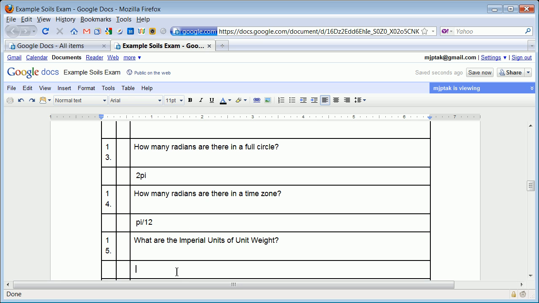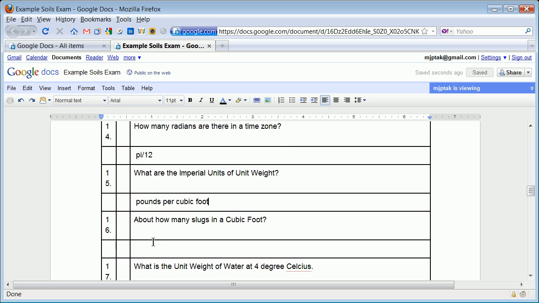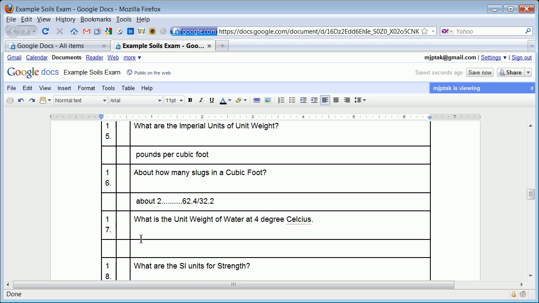What are the imperial units of unit weight? It's weight. What is the weight of 1 unit? But you have to put the units of the volume in there, so it is pounds per cubic foot. You would get that knowing 62.4 pounds per cubic foot. How many slugs in a cubic foot? About 2. Exactly, it's 62.4 divided by 32.2, which is the acceleration due to gravity. So that's the exact number. About 2 is all we're looking for.